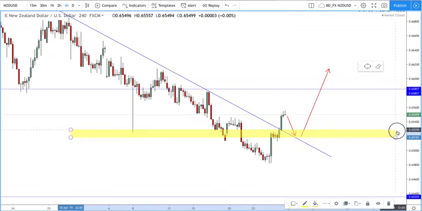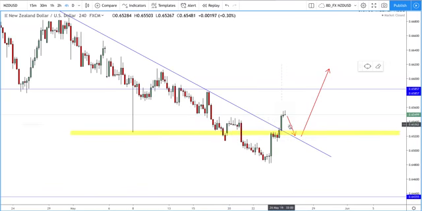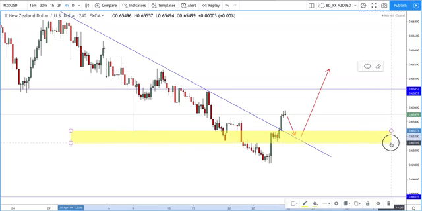region here. And if we can reject this level once more, then we can move to the upside. We might just widen that slightly.